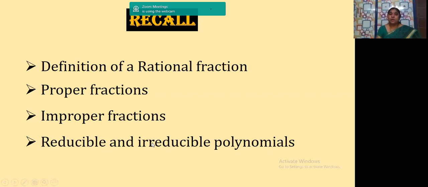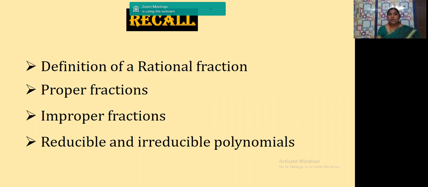And the next thing is what? If any quadratic polynomial is there, and if its discriminant, that is b square minus 4ac, is less than 0, then it is said to be an irreducible polynomial. Hope everyone remembered what I have taught you on that day. Okay, so let us start today's session.